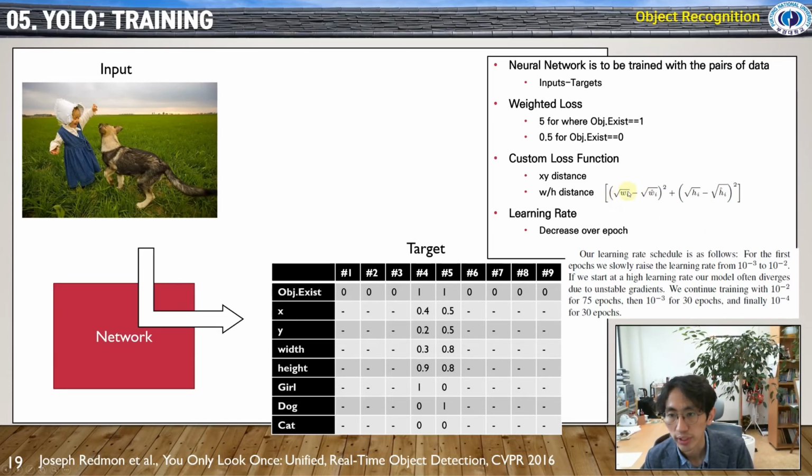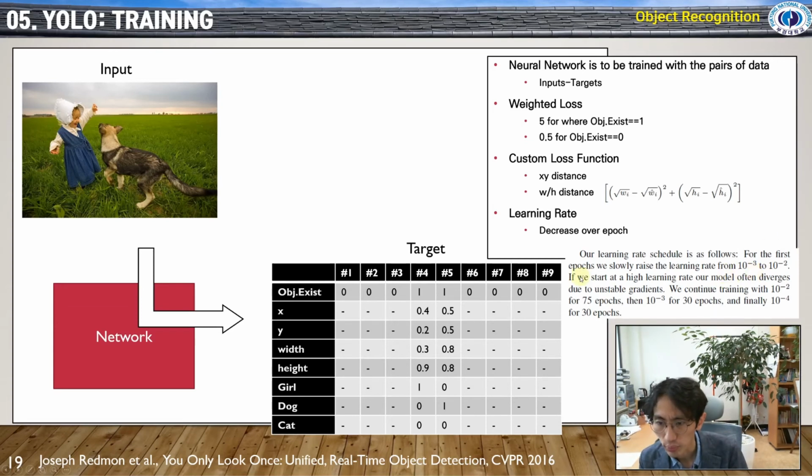There is a square root, which I explained in the previous slide, and they calculate the difference, square it, and add them together. Okay, which means the distance using the width and height. And they also put in a custom learning rate, which may decrease over epochs. So this is the sentence which explained the epoch decreasing.